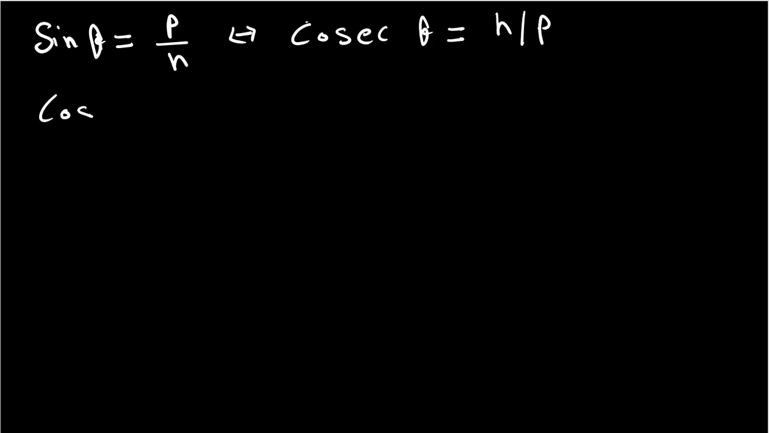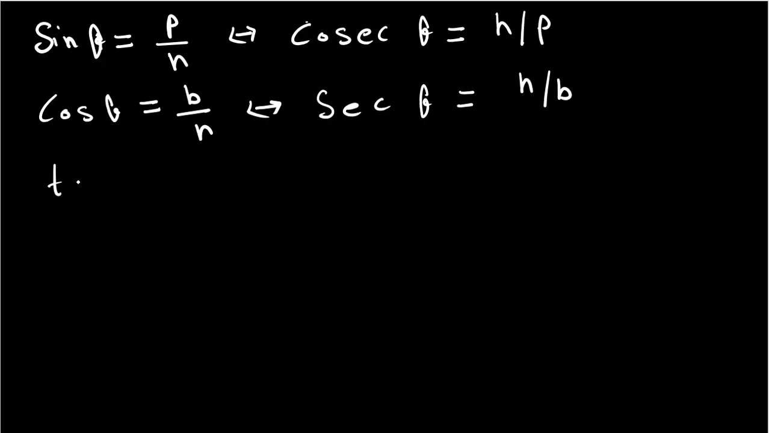Similarly, we have cos theta. Actually, it is not cos, it is cosecant. It is cosec, C-O-S-E-C. This is cosecant and this is cosec, but in short we write cos. This is equal to base by hypotenuse, and its reciprocal, which is secant. In short we write sec theta. Secant of theta, means sec theta, will become hypotenuse by base.